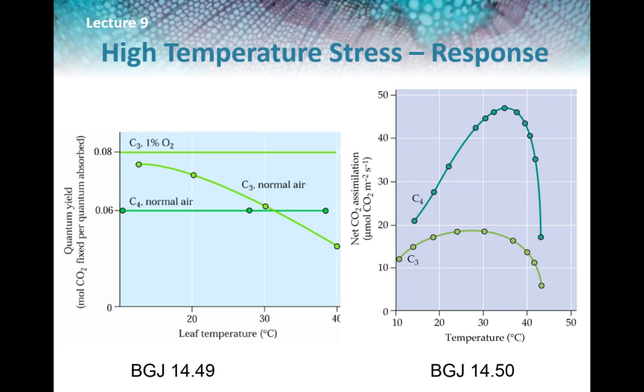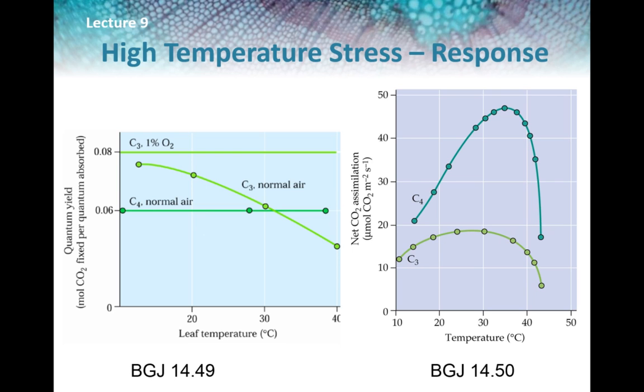The temperature dependency involves changes in relative affinity of Rubisco for oxygen and carbon dioxide, and to the differences in gas solubility between oxygen and carbon dioxide as a function of temperature. If, however, C3 plants are exposed to an atmosphere very low in oxygen, the carboxylase activity of Rubisco will be favored over oxygenase activity, and the C3 pathway loses its temperature sensitivity.